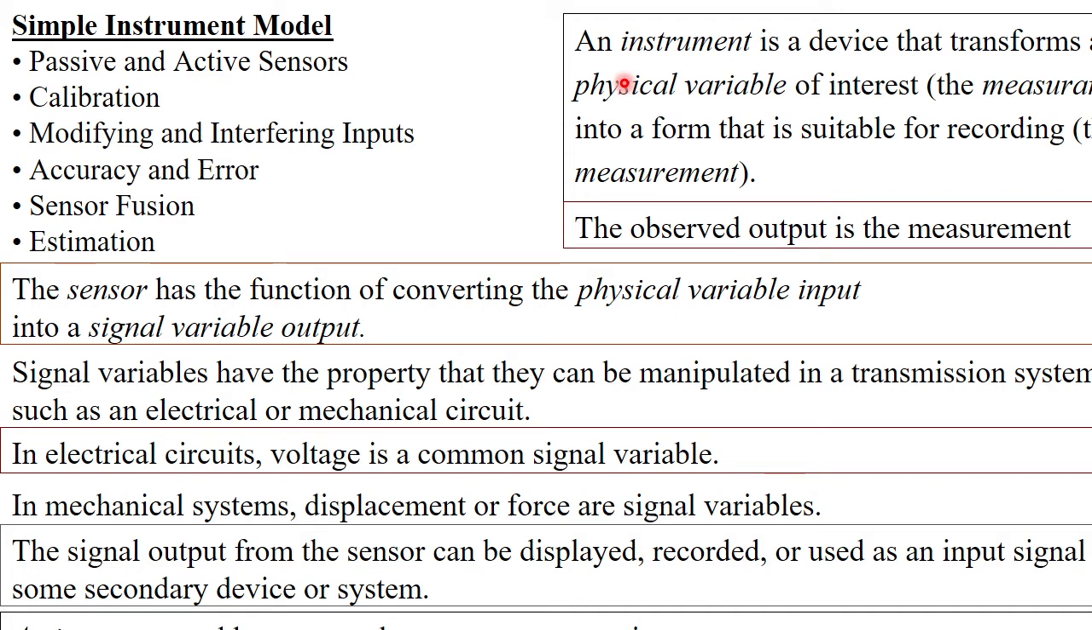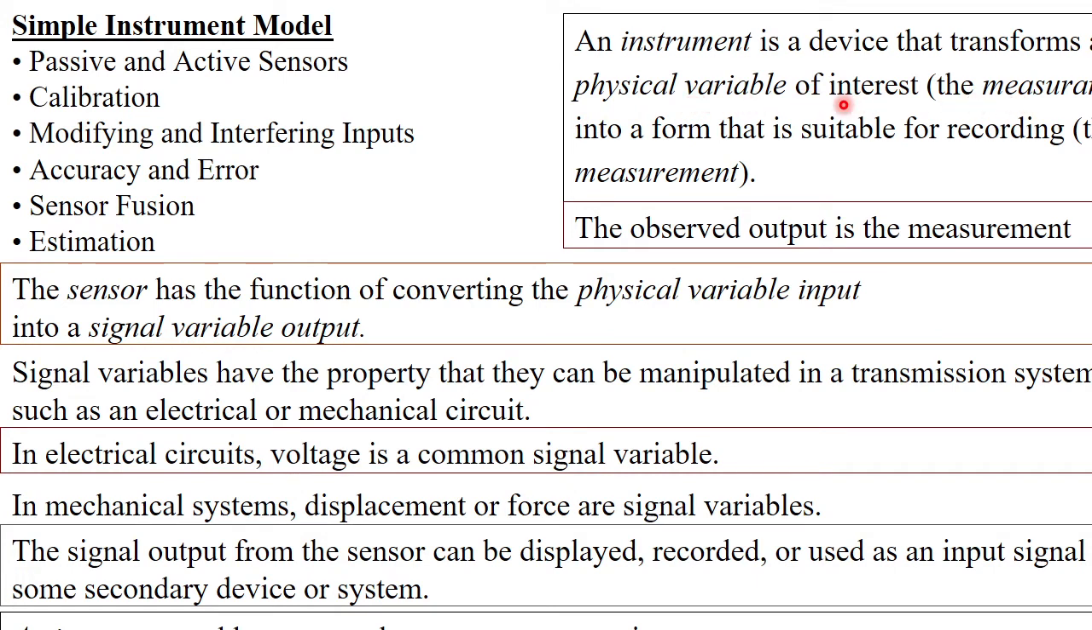So what is an instrument? This is a device that transforms a physical variable. What does it mean? Physical variable means the output of the sensor provides this physical variable to the instrument. So the input part to the instrumentation is the sensor, which provides the physical variable of interest.